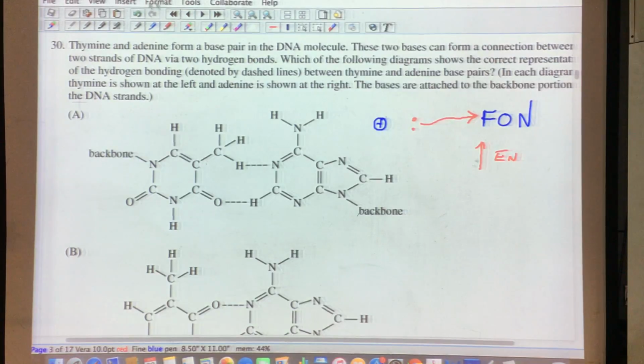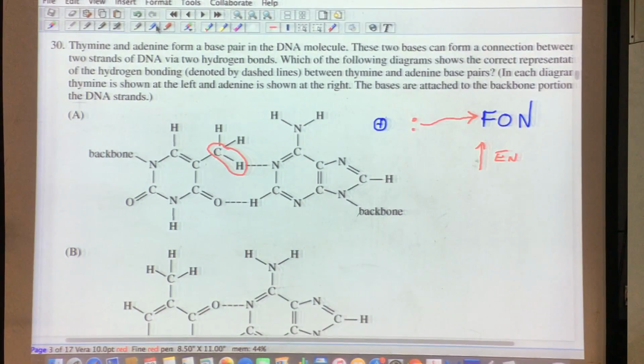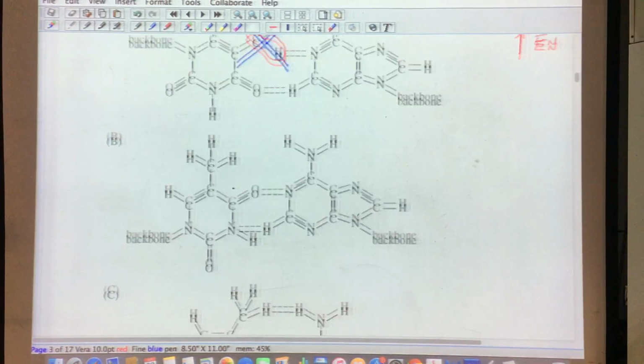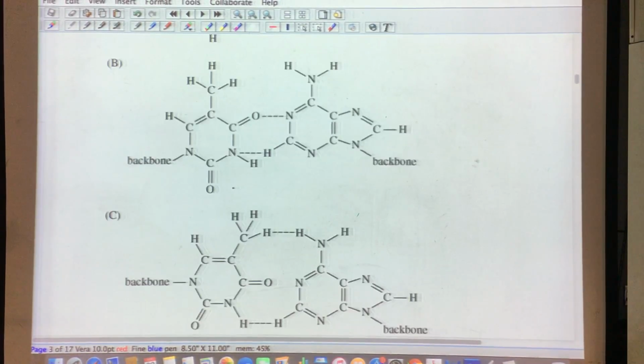All right, let me just get rid of that drawing because it's not going anywhere good. Now, that being said, let's look at our choices. Which one is showing correct H bonding? Is this an electron deficient H? Carbon and hydrogen have almost the same electronegativity, so that would be incorrect. That would never H bond, that's right.